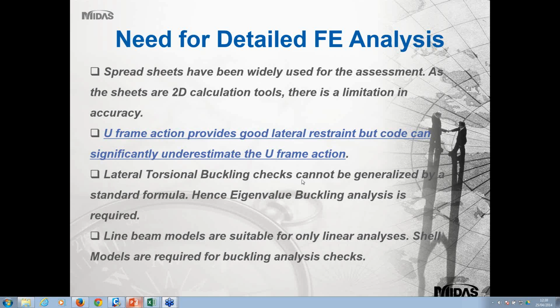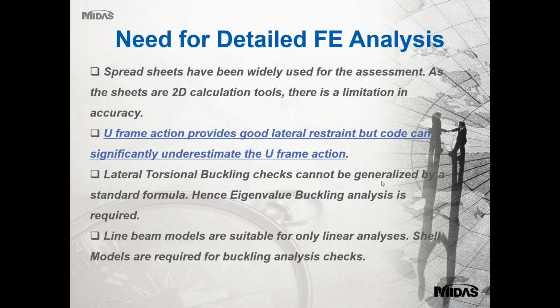For lateral torsion buckling checks, there is no standardized formula which can be applied to all types of bridges. So this type of analysis needs a finite element analysis in the form of a full-fledged shell modeling, which we will see in our examples. And line beam models are very suitable for linear analysis, but when it comes to large displacement checks, then we need to go for more detailed finite element computer analysis.